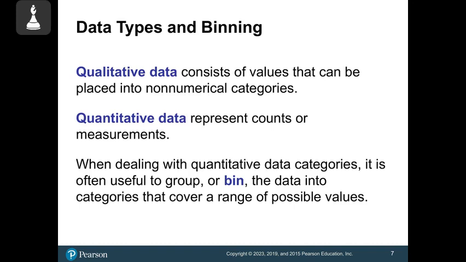So usually when we're working with qualitative data, you're going to do what we just did with that frequency table. When we have quantitative data, sometimes the data is spread out a little bit further. So what we can do is group some data together in what are called bins.